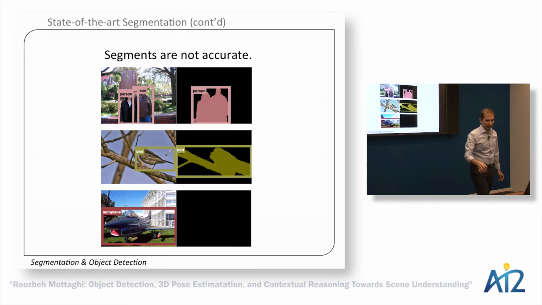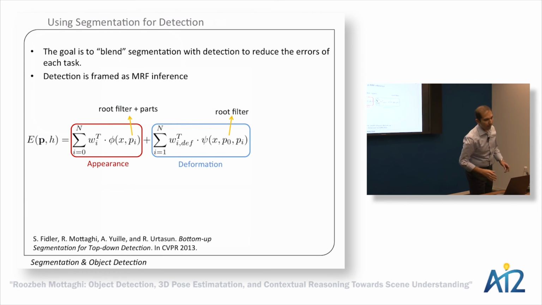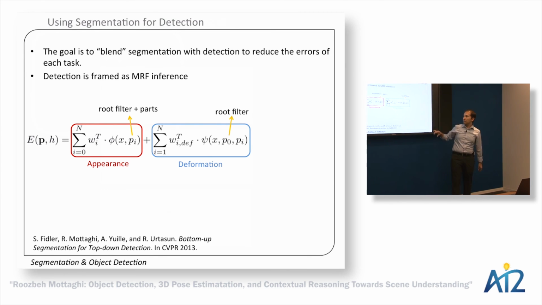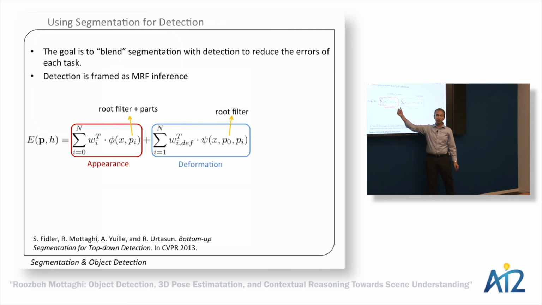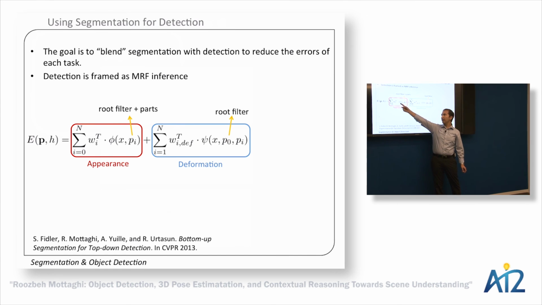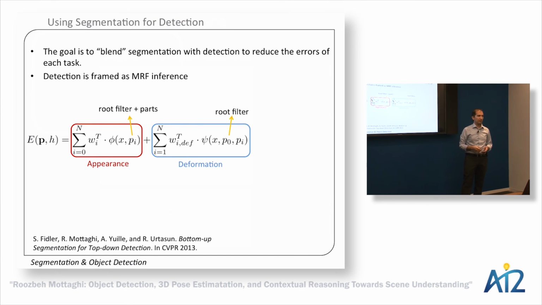So here we propose an approach to recover from the mistakes that each task makes, I mean, the mistakes of detection and the mistakes of the semantic segmentation. We formulate the problem as MRF inference. The first term is the appearance term. Phi is a feature, and it can be any feature. In this work, we use histogram of gradients, but it can be any other features.